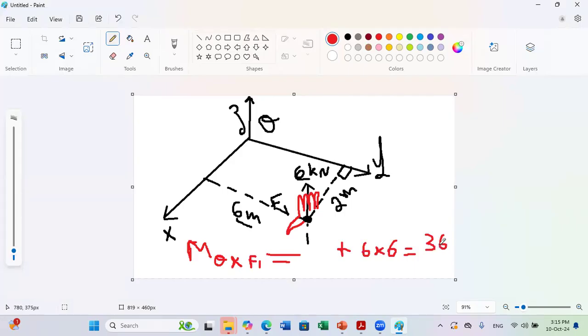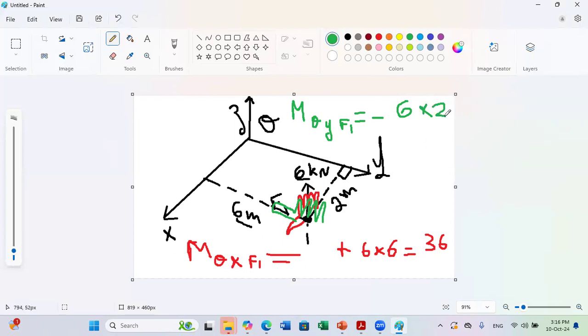Now, for the moment about Y, you will do exactly the same procedure, but you will rotate your hand in a way to have your hand now parallel to the y-axis. Try to do it, okay? If you do this with your right hand, your thumb will point in negative y like this, okay? So you can say that the moment of F1 about the y-axis is equal to minus, because your thumb is pointing in the negative direction, minus the magnitude of the force, which is 6, times the distance, which is 2.